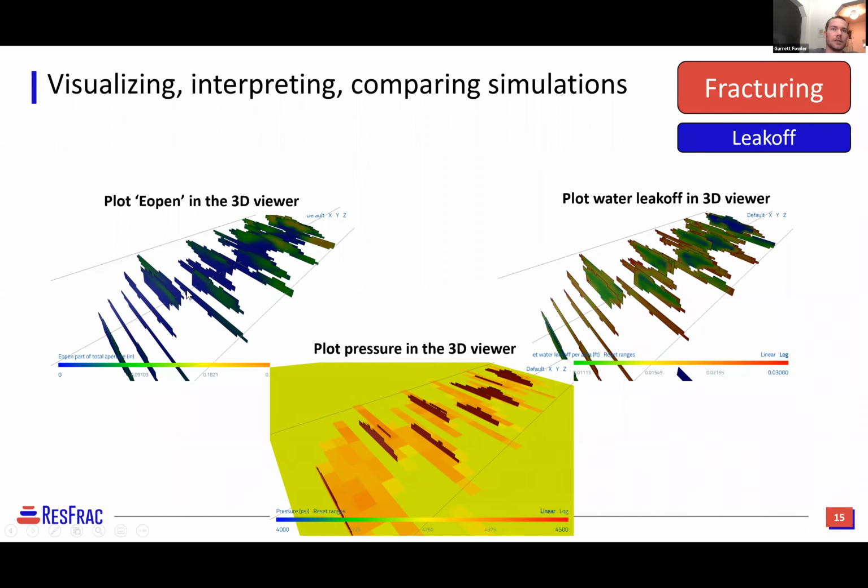And so you can see that the fractures in this first stage are almost entirely closed, right? E-open is almost at zero, which is that dark navy blue. And then as we progress into further stages along the model, those fractures are still leaking off. And so there is open fracture area, as indicated by the green, and now the orange and the red, in portions of those fractures.